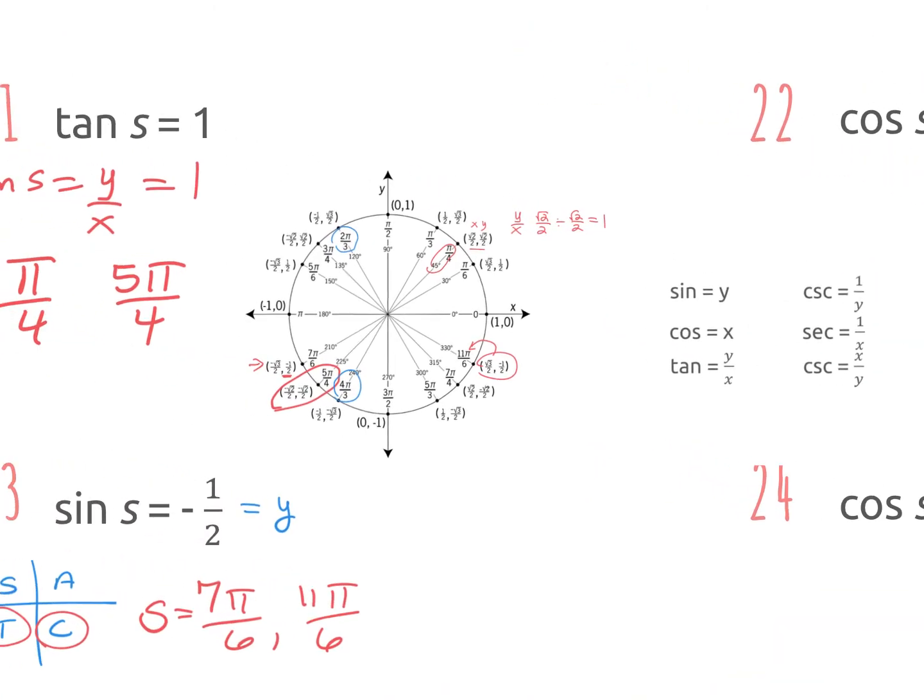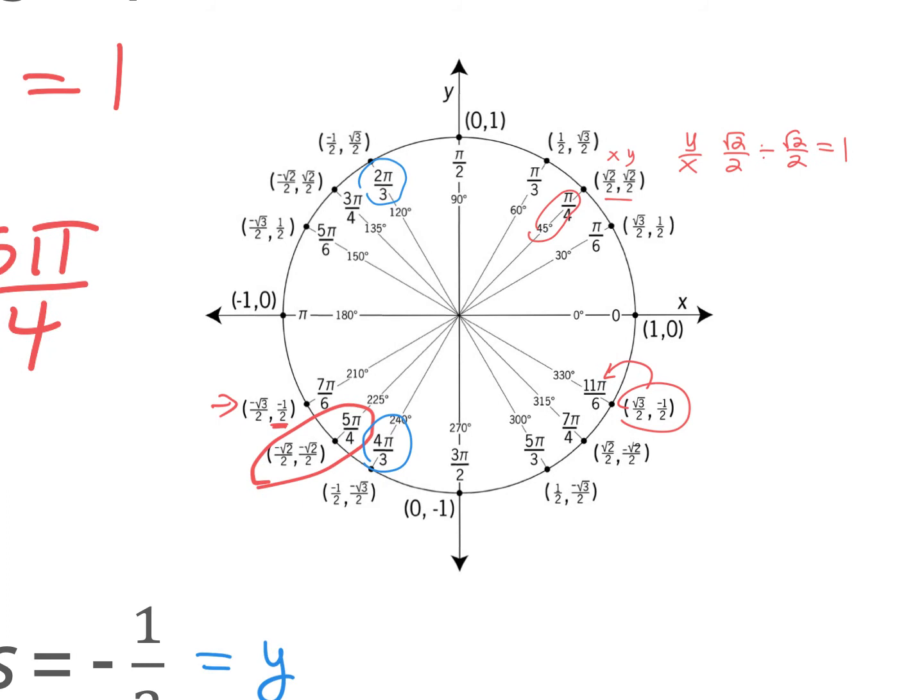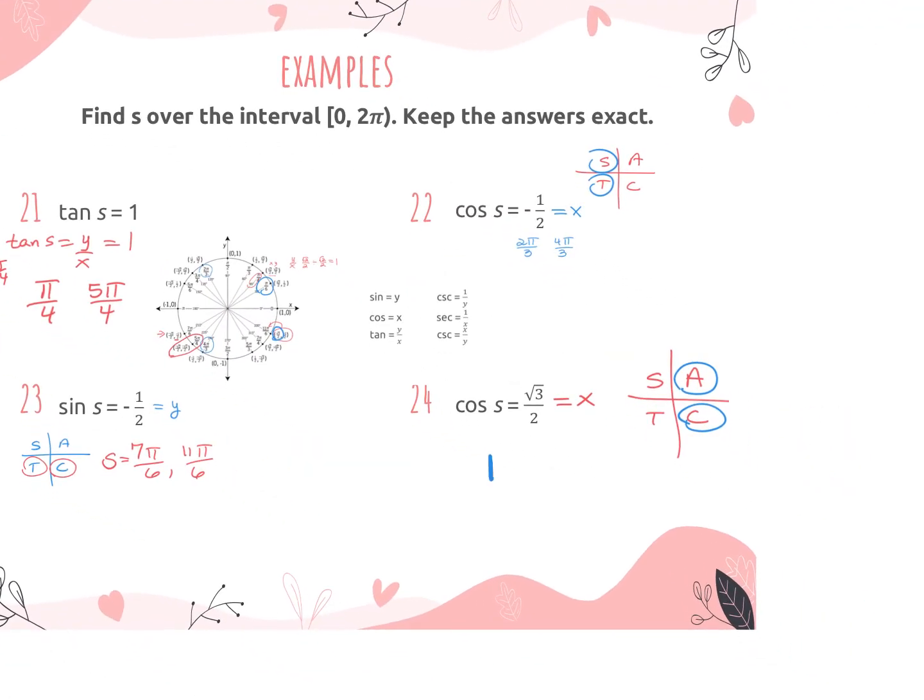Come on over here. Where x equals the square root of 3 over 2, right here, and also right here at pi over 6. So we have pi over 6 and 11 pi over 6 from quadrant 4.